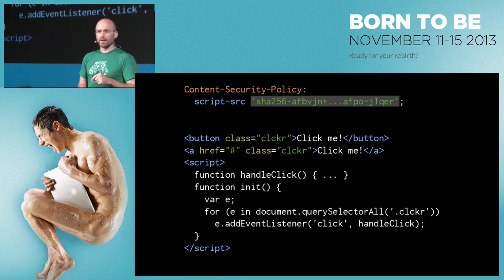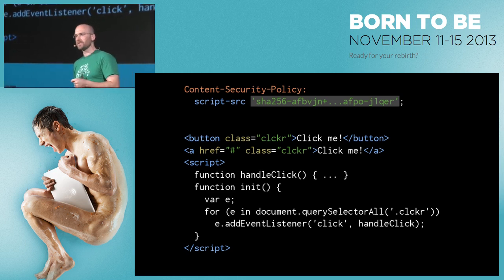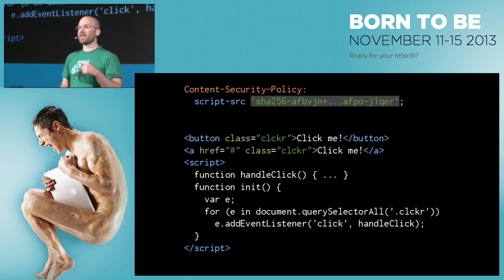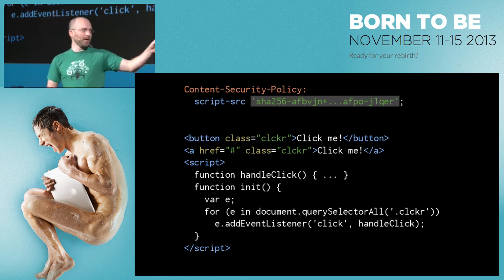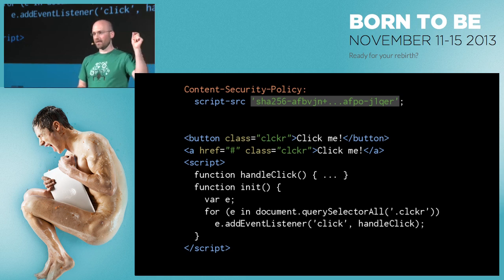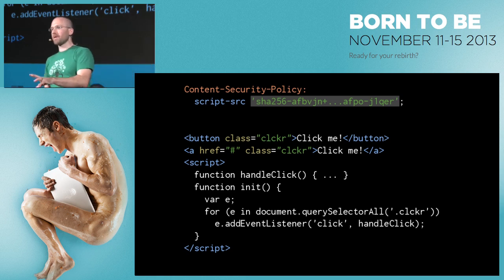The second idea is a hash. If you know beforehand what script is going to execute on your page, you can send the hash of that script as part of the content security policy. So here we're saying the SHA-256 of this code is X. Assuming that the script matches X once we hash it, then we'll execute it.